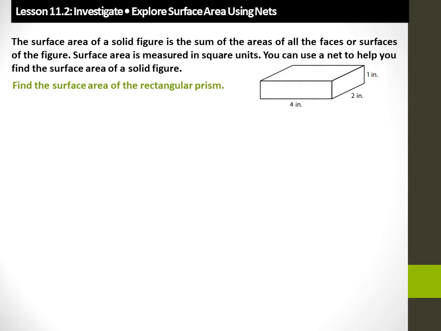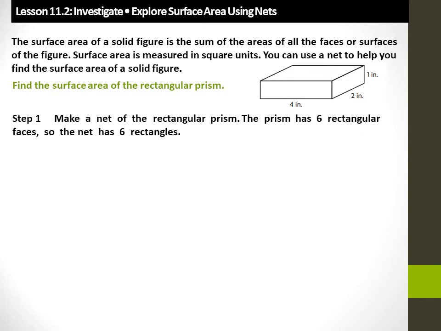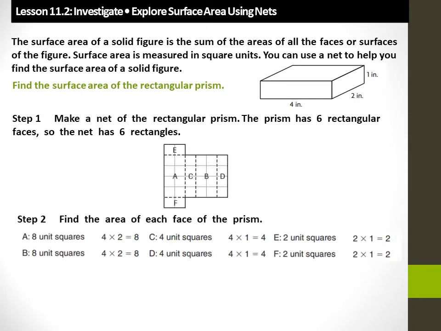Find the surface area of the rectangular prism. Step 1. Make a net of the rectangular prism. The prism has 6 rectangular faces, so the net has 6 rectangles. In step 2, find the area of each face of the prism. Calculate the area of each rectangle by multiplying the length by the width.